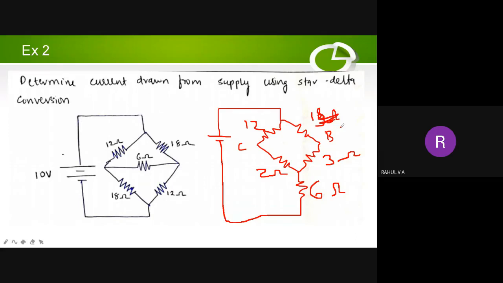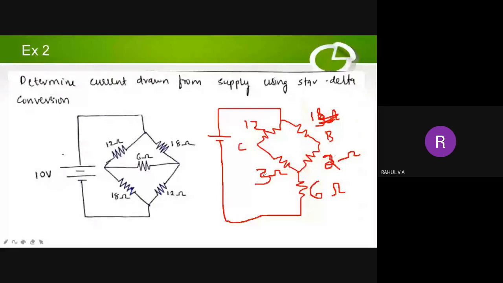Okay. B is okay. B is 2 ohm and C is 3 ohm.